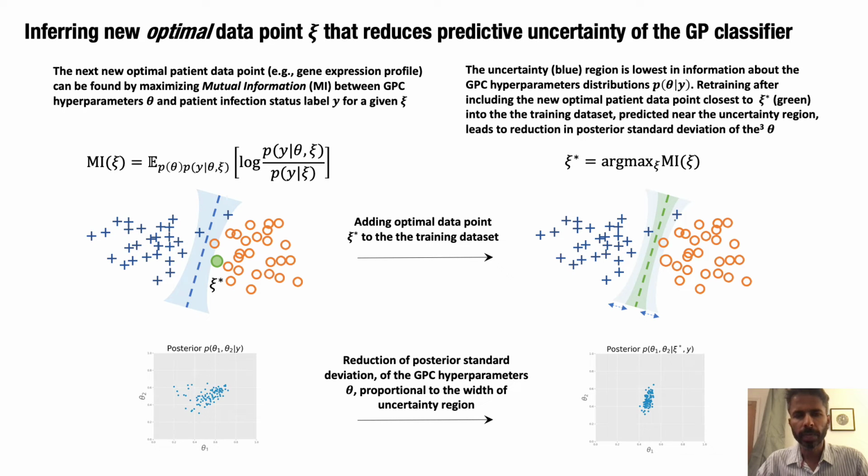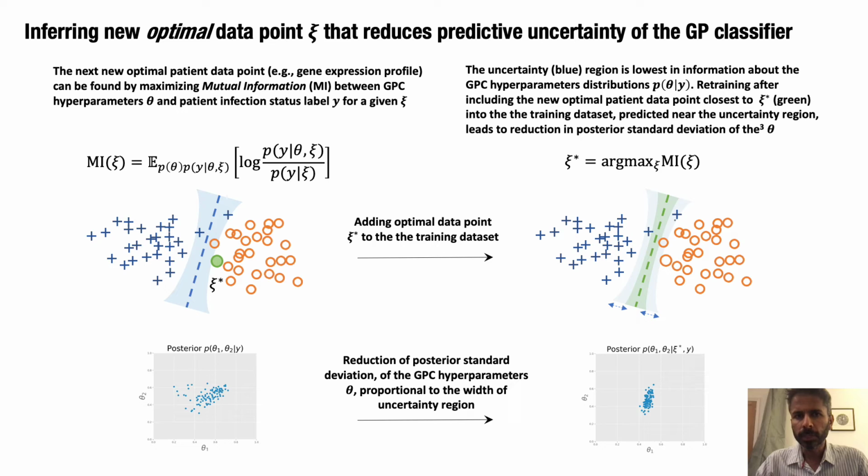An information theoretic framework can be used to identify the most optimal new data points, which when added to the existing training data set will lead to the largest reduction in the prediction uncertainty. Specifically, the gene expression data points from patients which maximize the mutual information between the infection status of those patients and the hyperparameters of the Gaussian process classifiers would lead to the highest reduction in the prediction uncertainty.